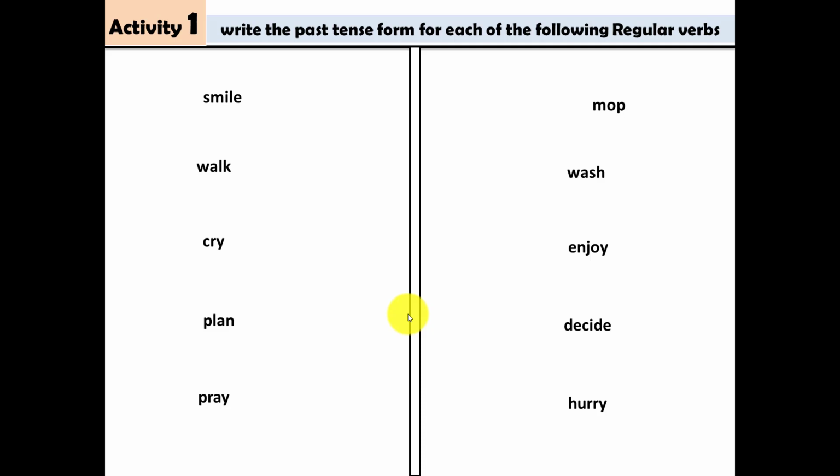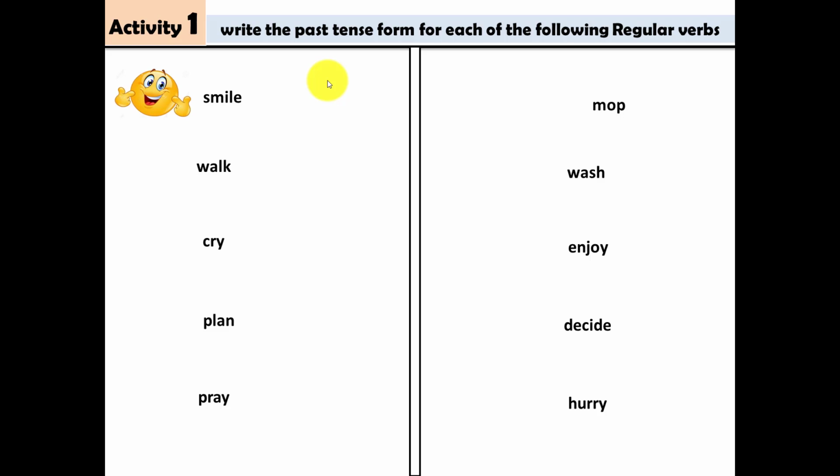Here in this activity, you are going to write the past tense form for each of the following regular verbs. Regular verbs, remember. So now you try to remember the rules we have seen in the beginning of the video. Try to see when to add ed, when to add ied, when to double the consonant, and when to add just a d. Okay? So let's start. The first verb is to smile.